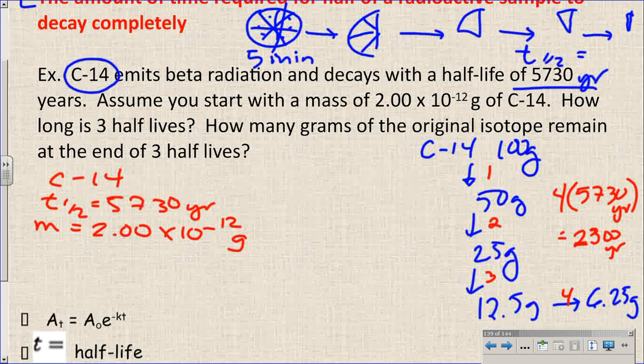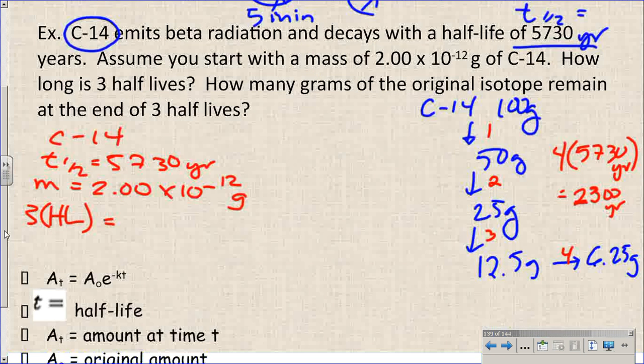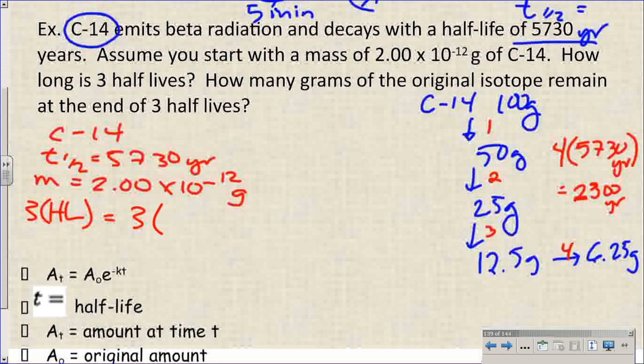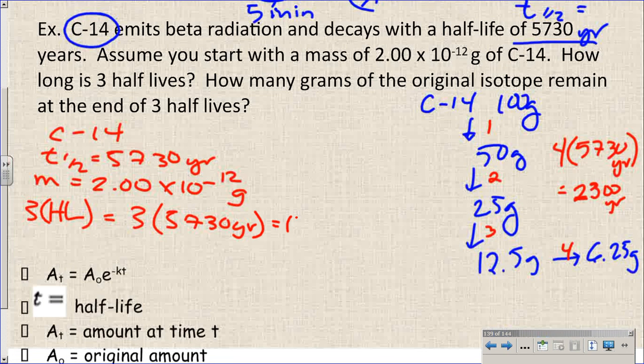Well, that's not really relevant to the mass part, but how long is 3 half-lives? What would I have to do? Right, so 3 times the half-life time, which was 5,730 years, which is 17,190 years. Okay? So after 3 half-lives, it takes that long to get to where the decay process is.